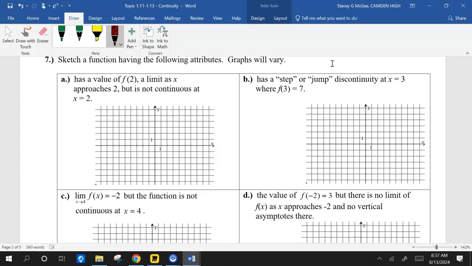All right, so it has a value of f of 2. You do, and you make it fit this criteria. Everybody's can be different. The limit as x approaches 2 exists, but it's not continuous at 2. So a hole, or what, at 2, it has a value at f of 2, so it can't be an infinity thing, right? It has a limit as it approaches 2. It says that x equals 2. It doesn't matter where it is. I did it at 2 too, just to be safe.